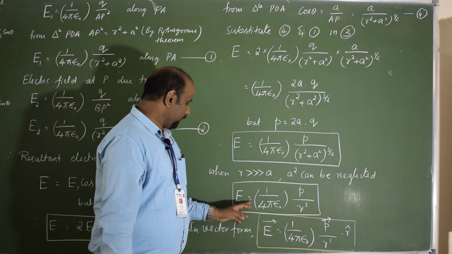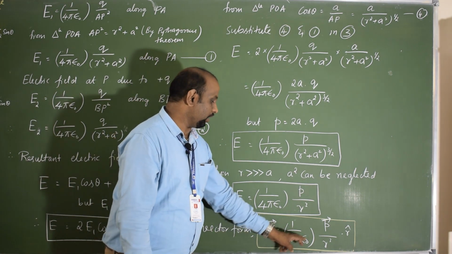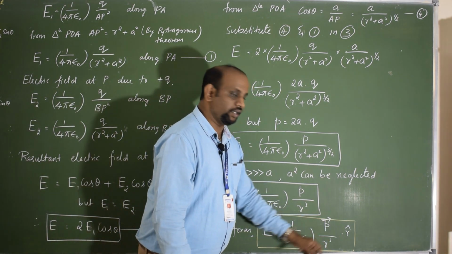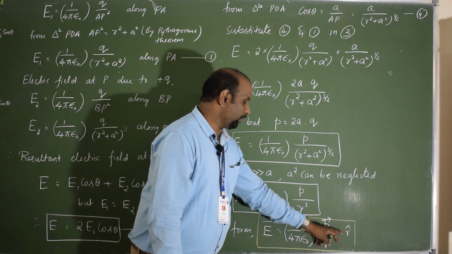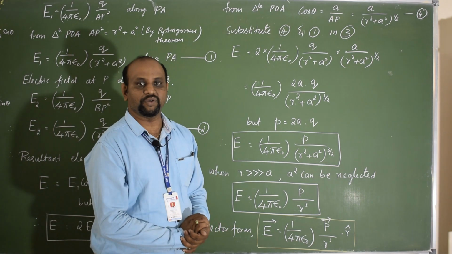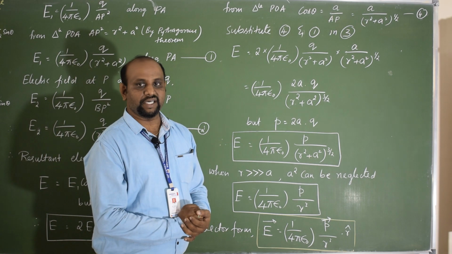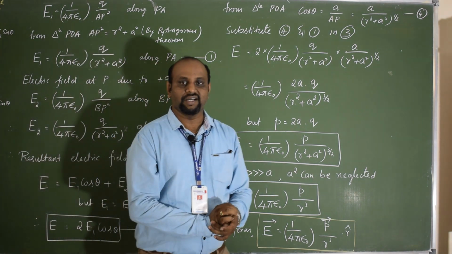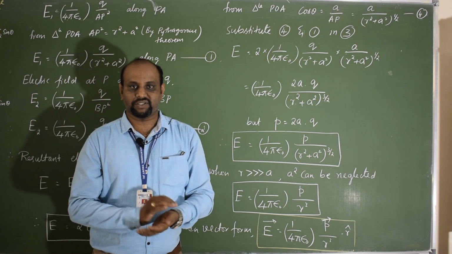This formula in vector form can be written as E is equal to 1 by 4 pi epsilon naught, vector p divided by r cube, into r cap, where r cap is the unit vector which gives the direction of the electric intensity E. And this is the final formula for the electric field at a point on the equatorial line. I hope all of you understood this derivation.